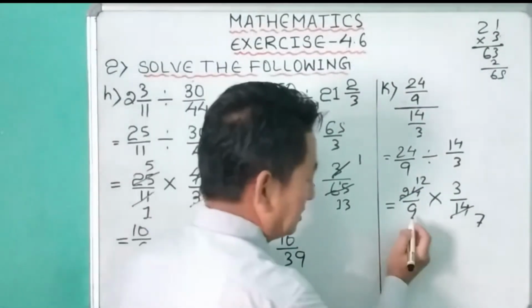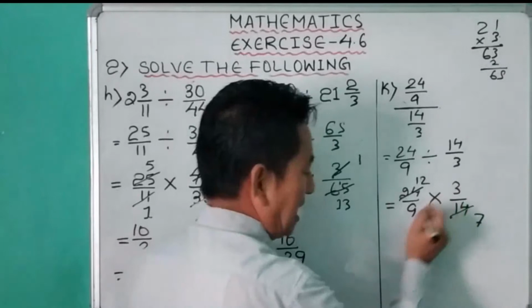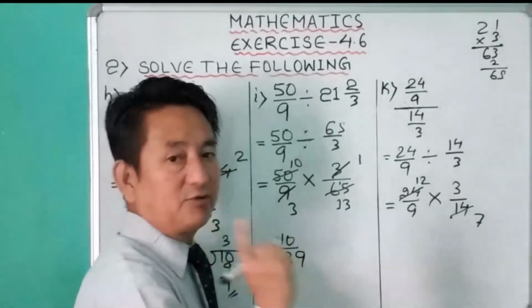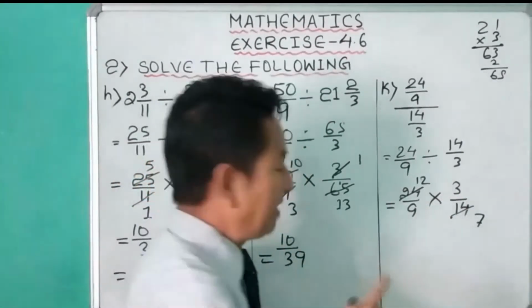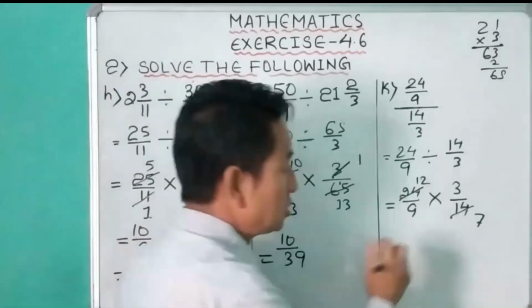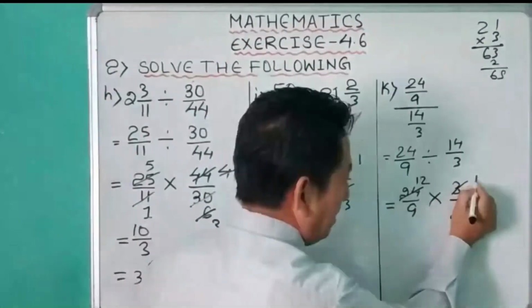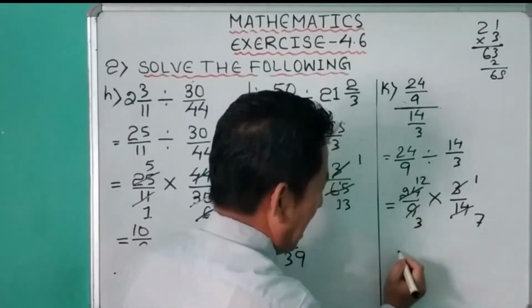So here next, 9 and 3. Both this 9 and 3 are divisible by 3. 3 is the common factor between 9 and 3, so we'll cancel by 3. 3 1s are 3, 3 3s are 9.